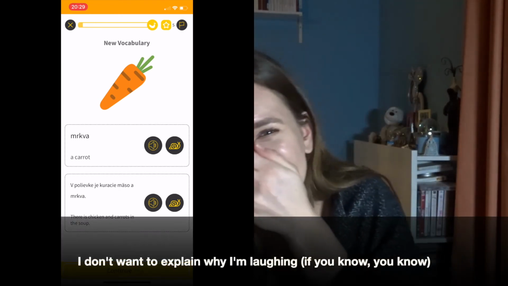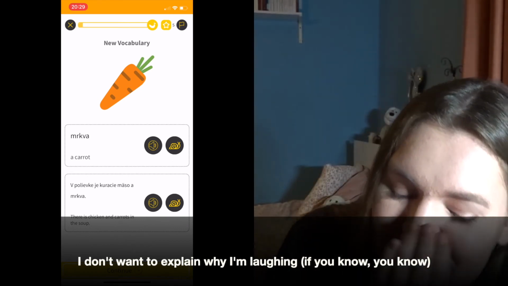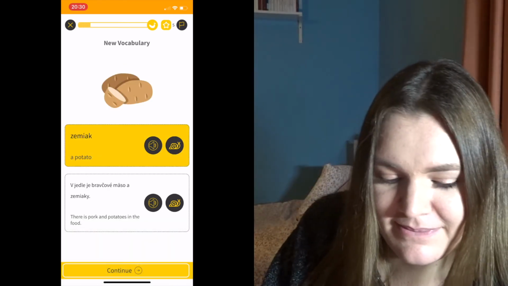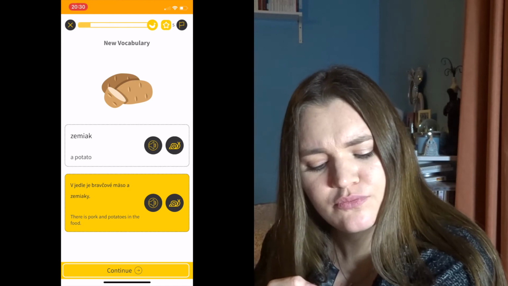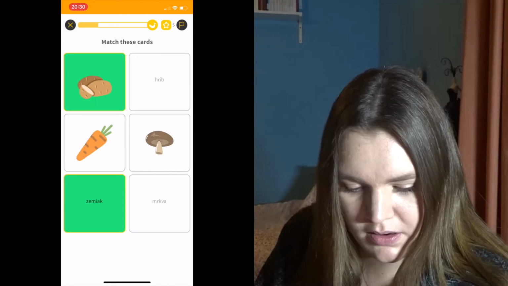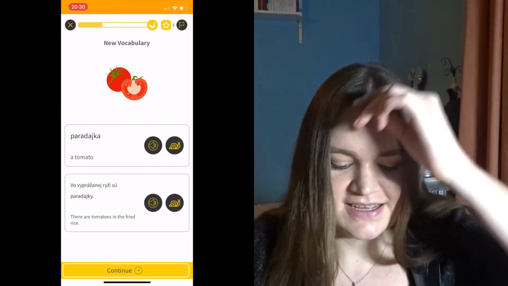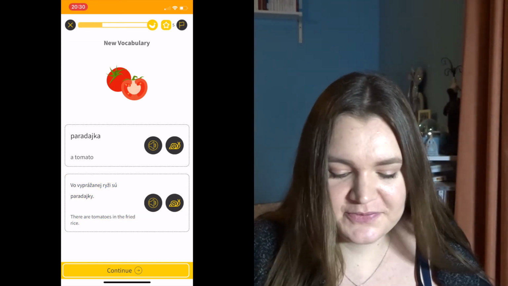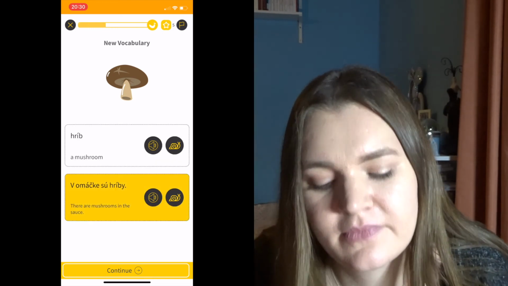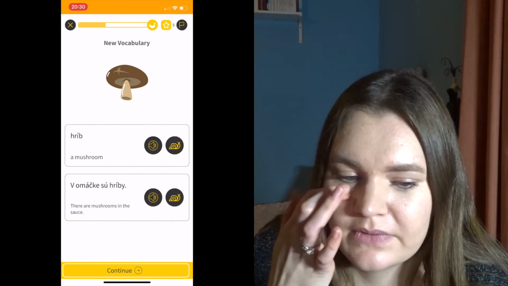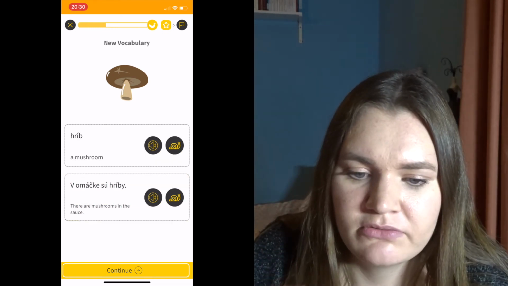Zemiak. V jedle je bravčové meso a zemiaky. Interesting. Paradajka. Vo vypráženej ryži sú paradajky. It's paradise in Serbian, so cool. Hríb. Vo máčke sú hríby. I think the word is similar in Russian.